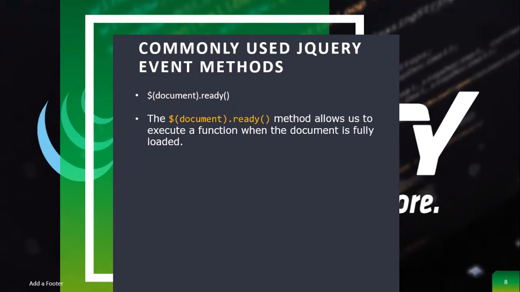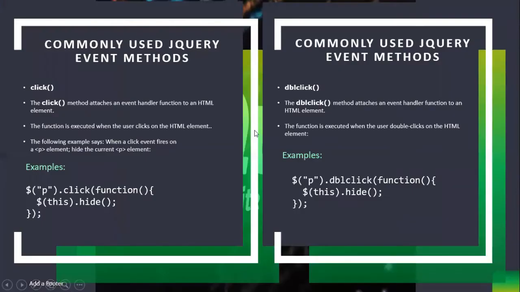Commonly used jQuery event methods: document ready or window ready. The document ready method allows us to execute a function when the document is fully loaded. Or if you use the window object, the function executes when the window is already loaded.